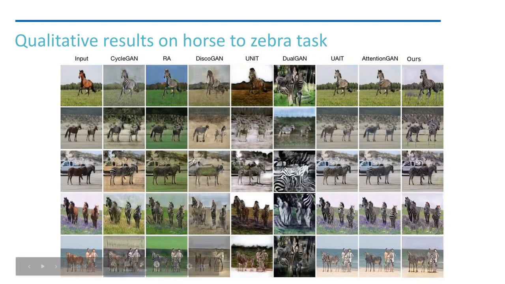Here we can see the qualitative results on the horse to zebra task. We can observe that our results are on par with many attention-based techniques, though some of our results happen to have unintended background translations. There are no strong image tints or incomplete translations.